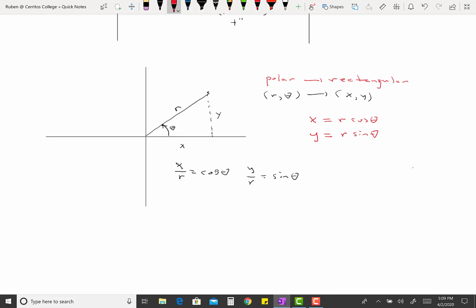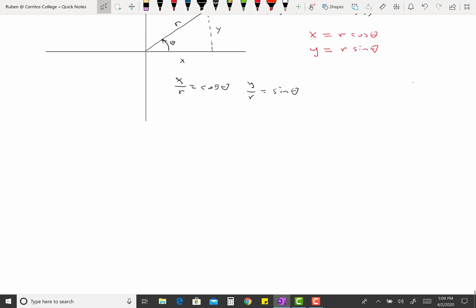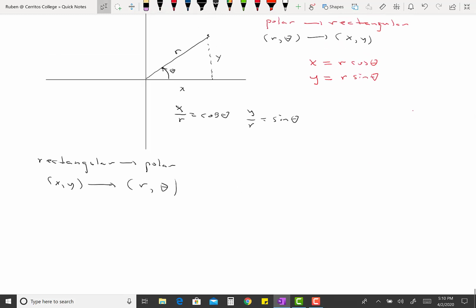Okay, so suppose I wanted to convert the other way, from rectangular to polar. So let's do that next. Rectangular to polar. That means I give you x and y, and you come up with r and theta. So let's find a relationship, and they're very easy relationships between the four quantities, that allow us, given x and y, to find r and theta.